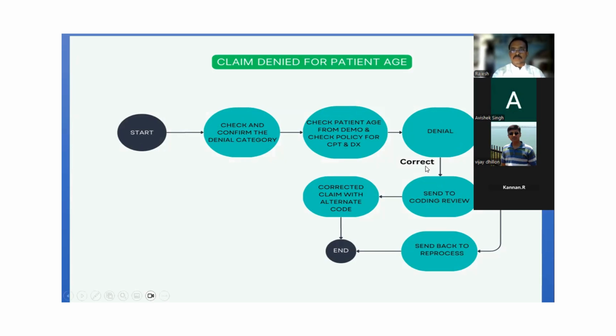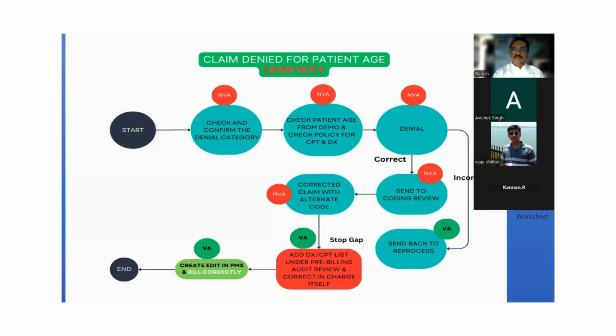There are two things we have to understand: how we can avoid this particular denial using this lean methodology. We will look at what things are NVA, that is non-value add, and what things come under the value add category. For example, getting a denial and the related work is considered non-value add. I'm not going to make any money out of it. When it is an incorrect denial and I send it back for reprocess, I'm going to make some value here.